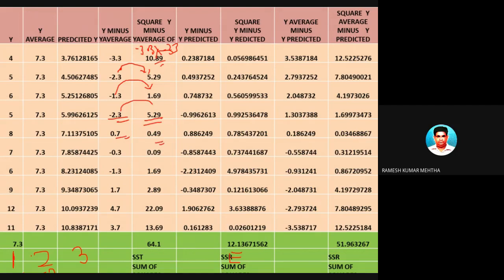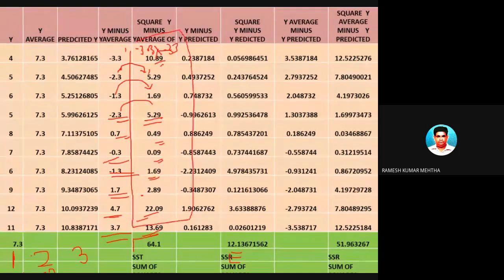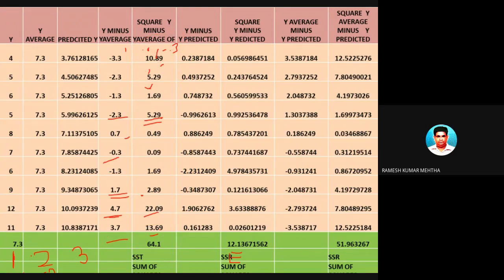0.7 into 0.7, 0.3 into 0.3, 0.17 into 0.17, 4.7 into 4.7, 3.7 into 3.7. You will get the individual figures like this. So the total is now 64.1. The total of all these is 64.1. This is called the sum of squares total. This is called SST.